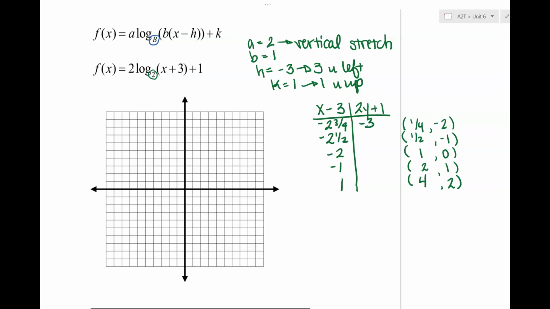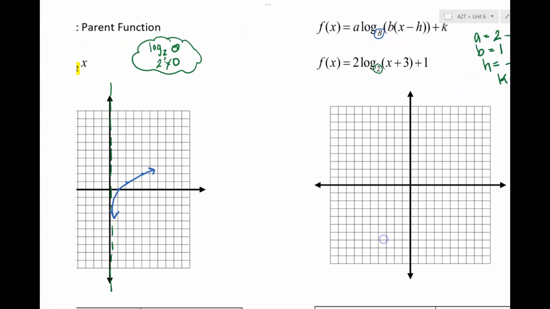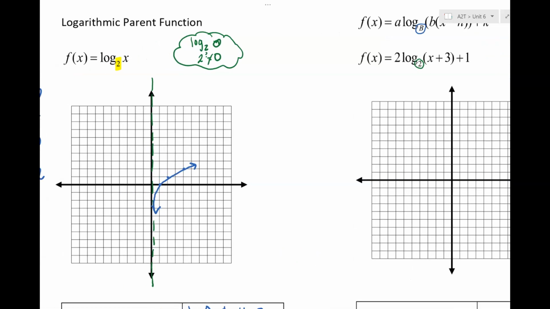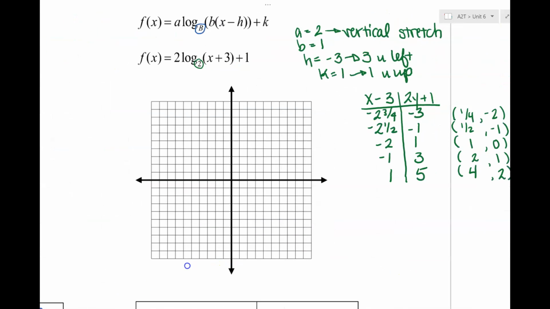Plug in -1, -2 plus 1 is -1, 0 is 1, 1 is 3, and then 2 is 5. Now remember, looking back at the parent function, we have a vertical asymptote at x equals 0, which means the only way for it to shift would be a horizontal shift, or h.